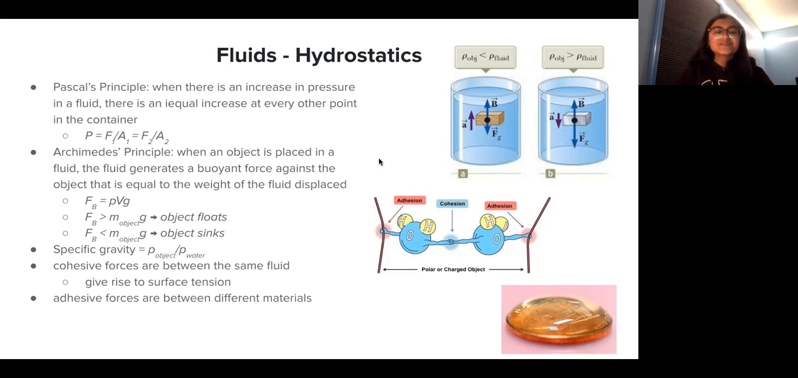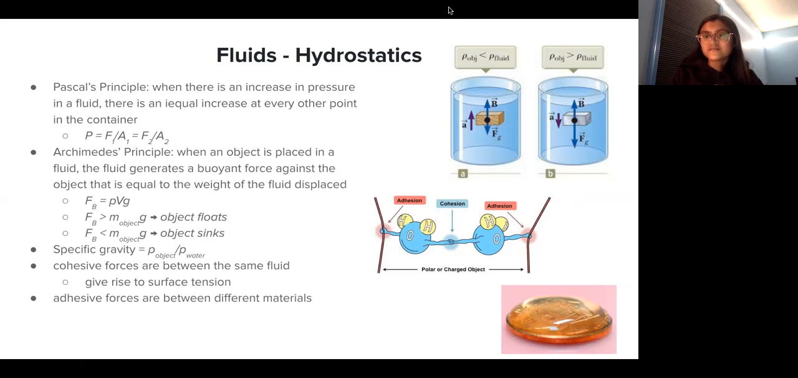So the formula for buoyant force is going to be rho, the density of the liquid, times the volume times the gravitational constant, 9.8. And then you can figure out if your object's going to float or sink depending on if the buoyant force is greater than the force of gravity of the object. So if your buoyant force is greater, then the object is going to float. If the buoyant force is less, then your object is going to sink.